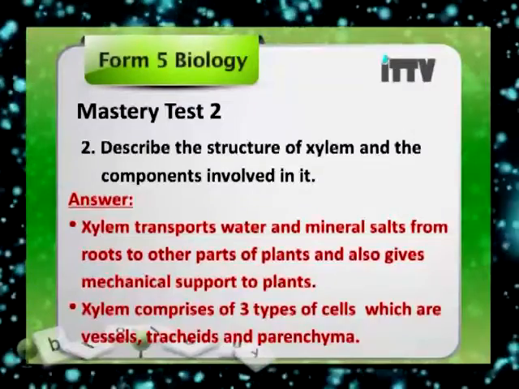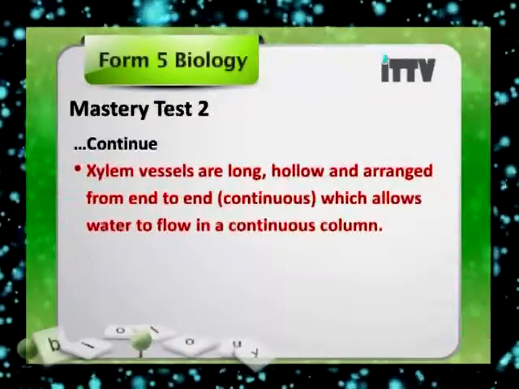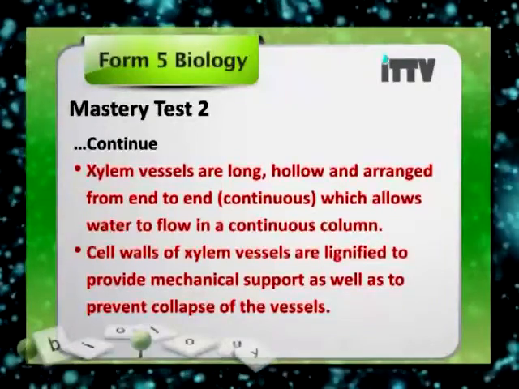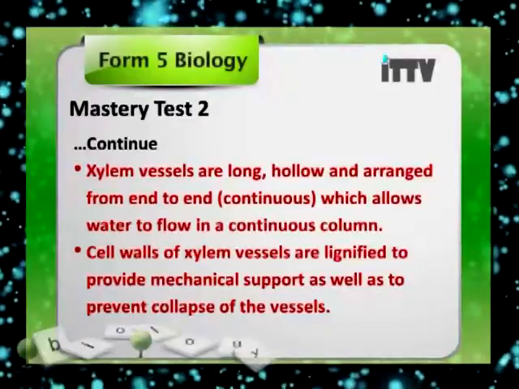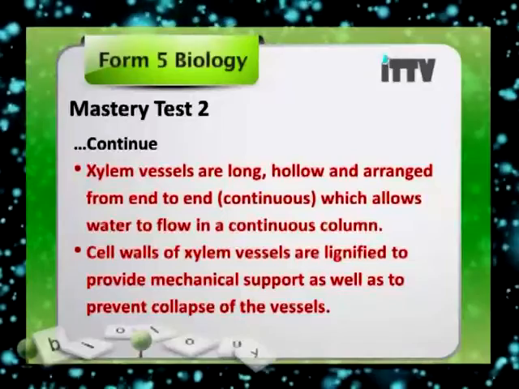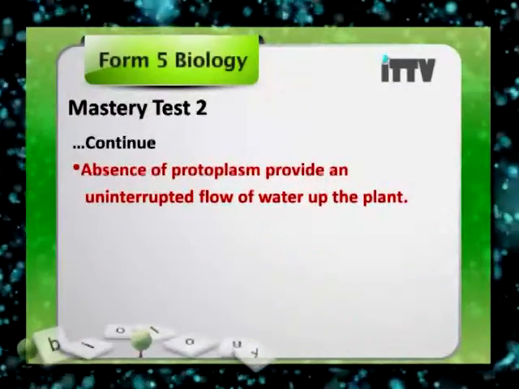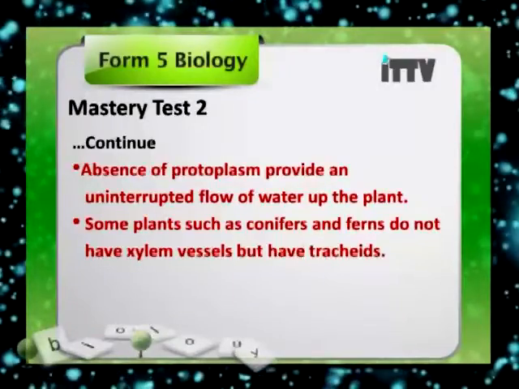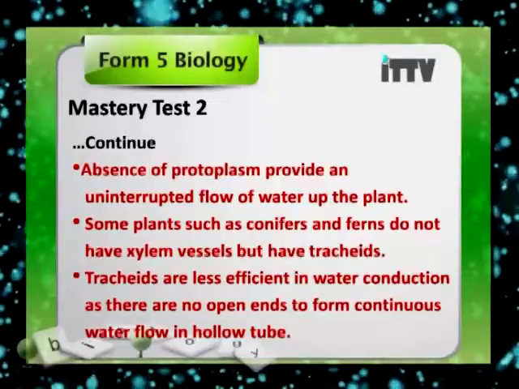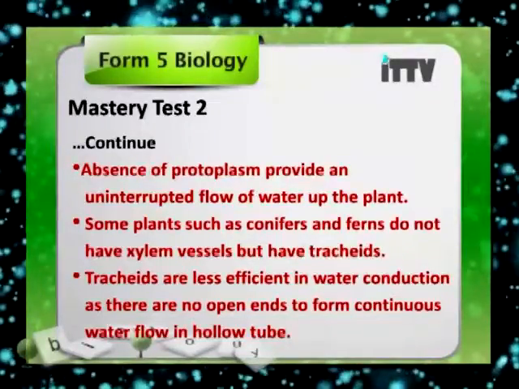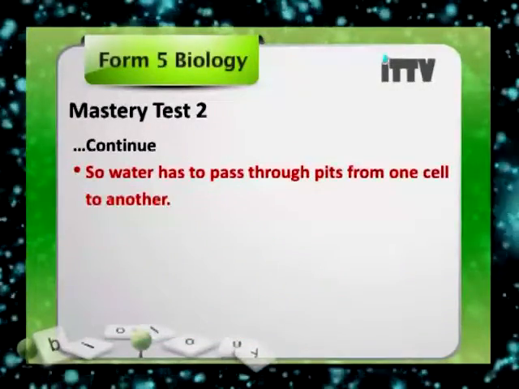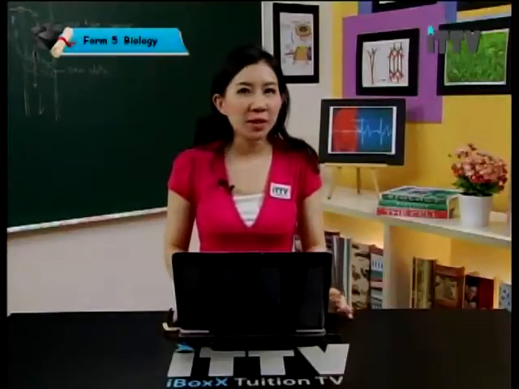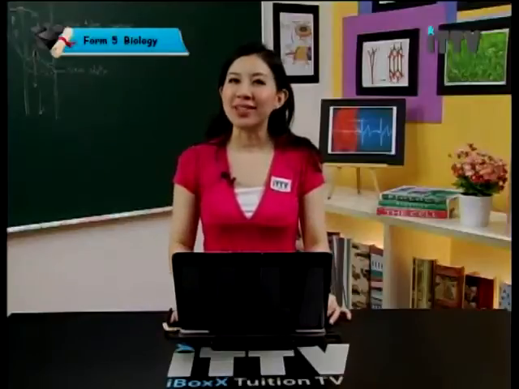So you're talking about the structure and the components. Next, xylem vessels are long, hollow, and arranged from end to end, which allows water to flow in a continuous column. Cell walls of xylem vessels are lignified to provide mechanical support, as well as to prevent collapse of the vessels. Xylem vessels consist of dead cells. Absence of protoplasm provides an uninterrupted flow of water up the plant. Some plants, such as conifers and ferns, do not have xylem vessels but have tracheids. Tracheids are less efficient in water conduction as there are no open ends to form continuous water flow in a hollow tube. So water has to pass through pits from one end to another. So this succinctly describes the structure of xylem and the components in great detail. If you have all those key points, I'm sure you'll do very well in the exam.